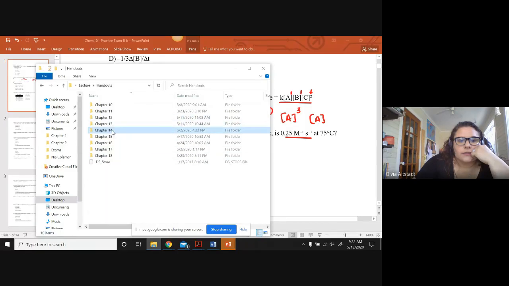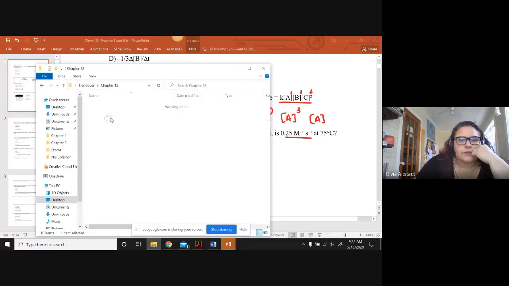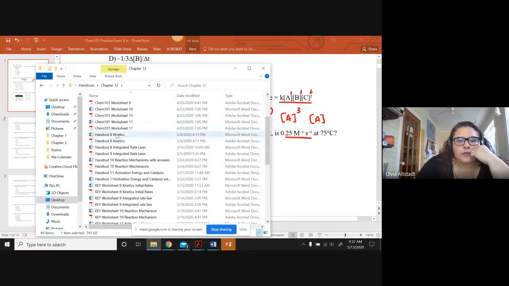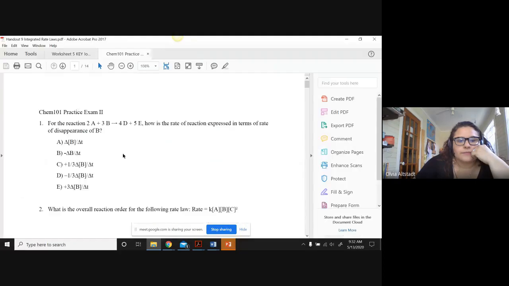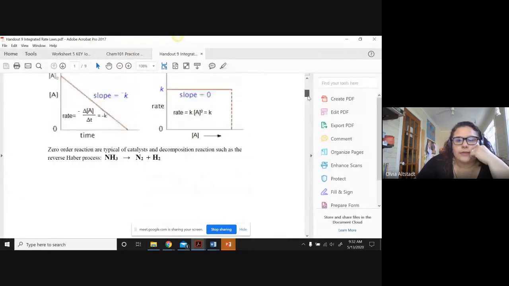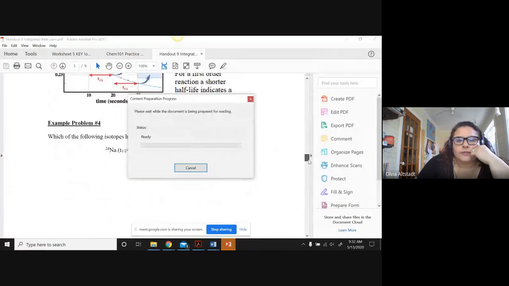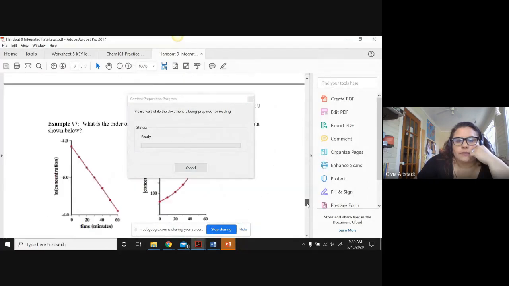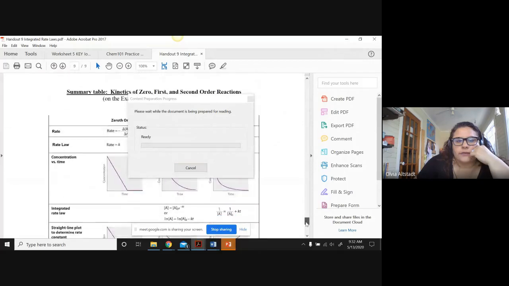And handouts. And this is chapter 12? Yes. So on chapter 12, probably this one. Handout 9, if you go to the very end, that's where we talk about the integrated rate laws. And at the very, very end, you have this sheet.